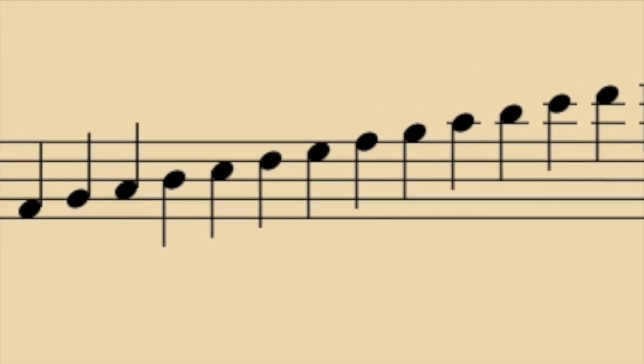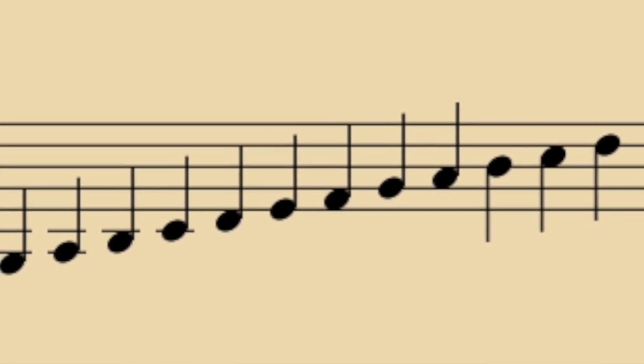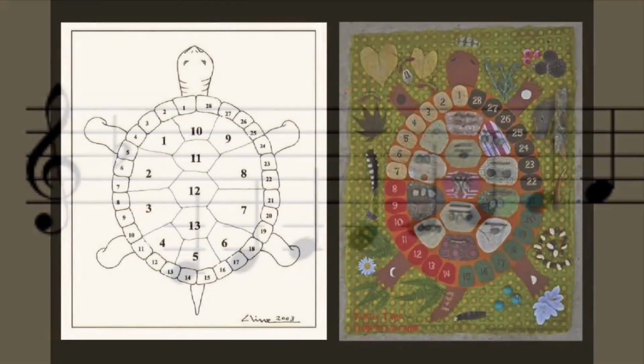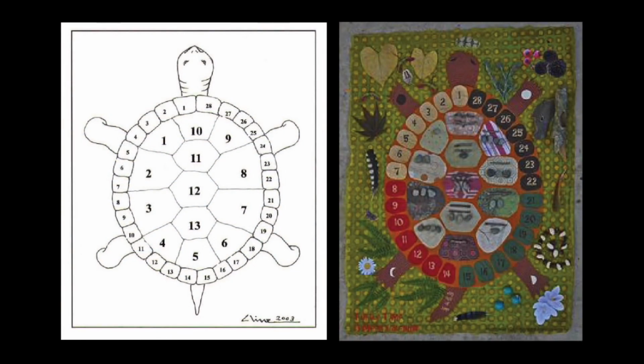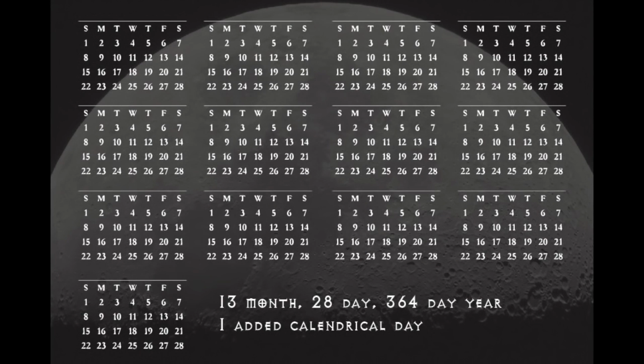There are 7 notes of the major scale and 12 notes of the chromatic scale, with the 13th note being the octave. The numbers 13 and 28 can be used to construct a calendar. A calendar of 13 months and 28 days per month, creating a 364-day year with an extra non-calendrical day added each year, allows for an easy link up to the solar calendar.